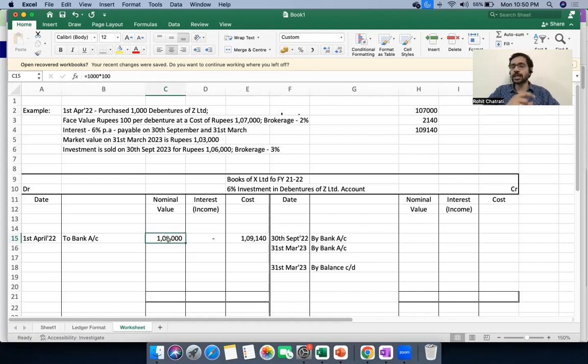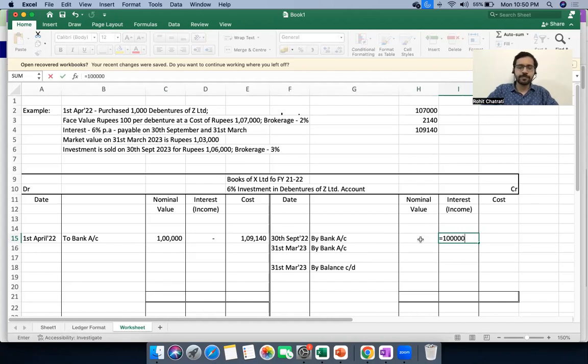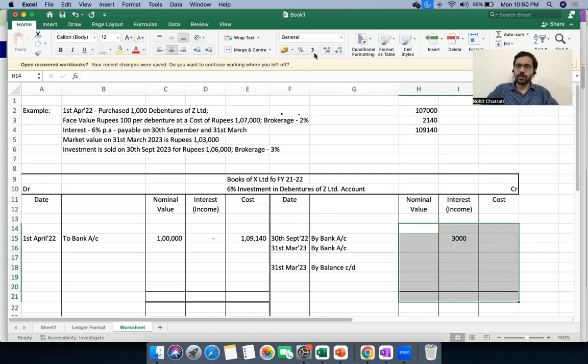Coupon is going to be calculated on the face value. So I am going to recognize 1 lakh multiplied by 3%, which is equal to 3,000 rupees. I will not recognize anything in the nominal value or the cost.